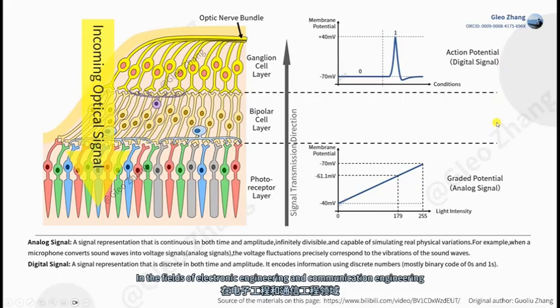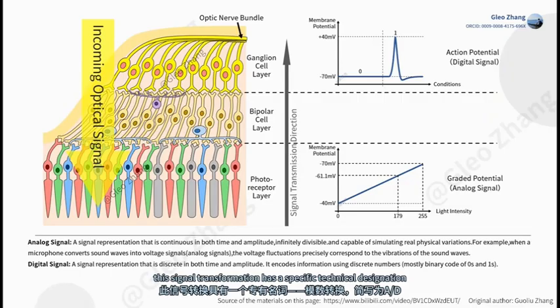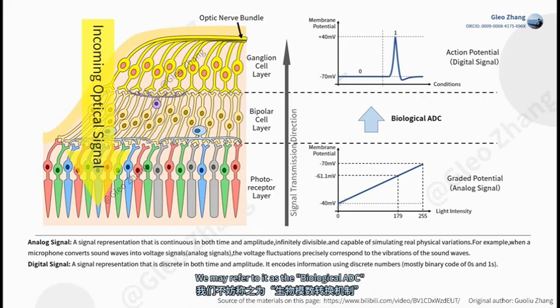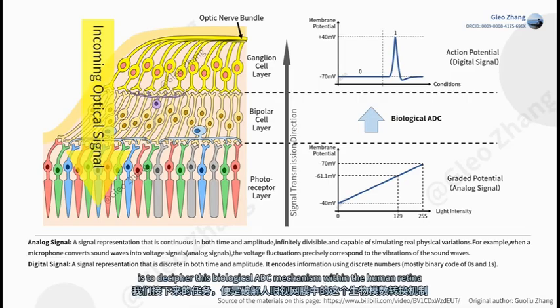In the fields of electronic engineering and communication engineering, this signal transformation has a specific technical designation: analog-to-digital conversion, abbreviated as ADC. In other words, within the human retina, there exists an analog-to-digital conversion mechanism. We may refer to it as the biological ADC. Our subsequent research objective is to decipher this biological ADC mechanism within the human retina.